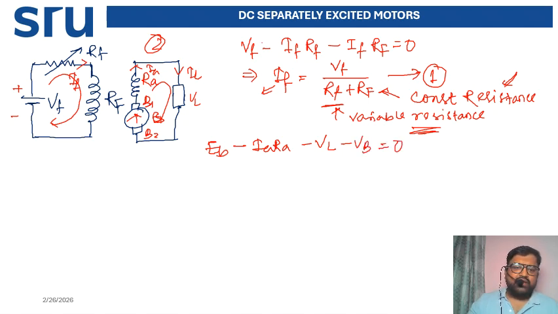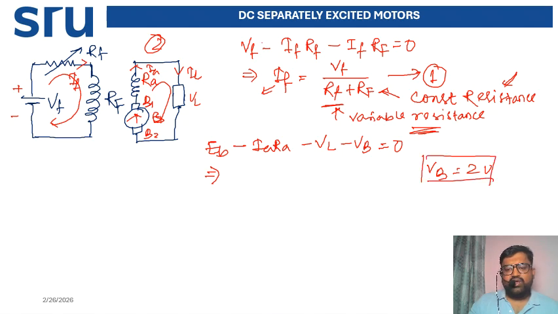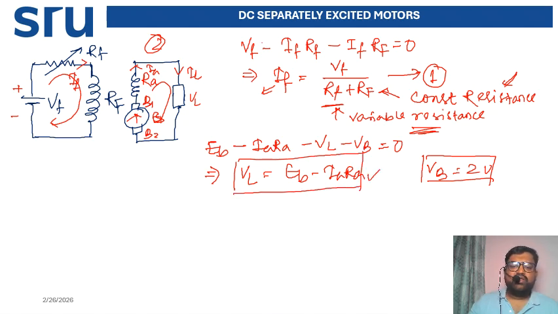Then if you see this equation, in some cases the VB is always 2 volt, as given in the question. If you also neglect this one, then what is the VL? We can say EB minus IARA. If you are neglecting the BB, if it is given in the question, then you can also write this down. This is your equation number 2.